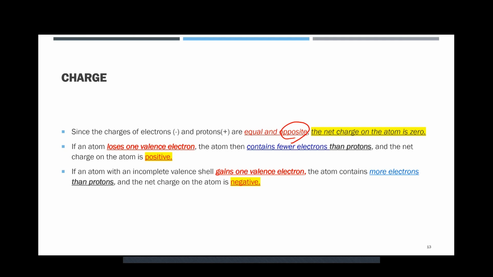If an atom loses 1 valence electron, the atom then contains fewer electrons than protons, and the net charge on the atom is positive. If an atom with an incomplete valence shell gains 1 valence electron, the atom contains more electrons than protons, and the net charge on the atom is negative.